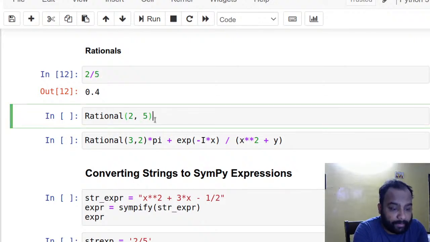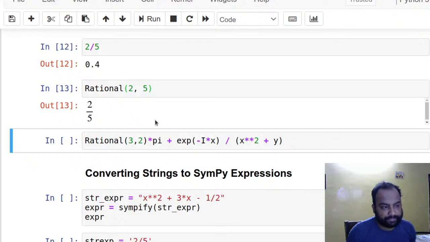But if I do something like this, then this is written as 2 by 5. This is a rational representation. This is an exact representation. Do you understand the difference here?